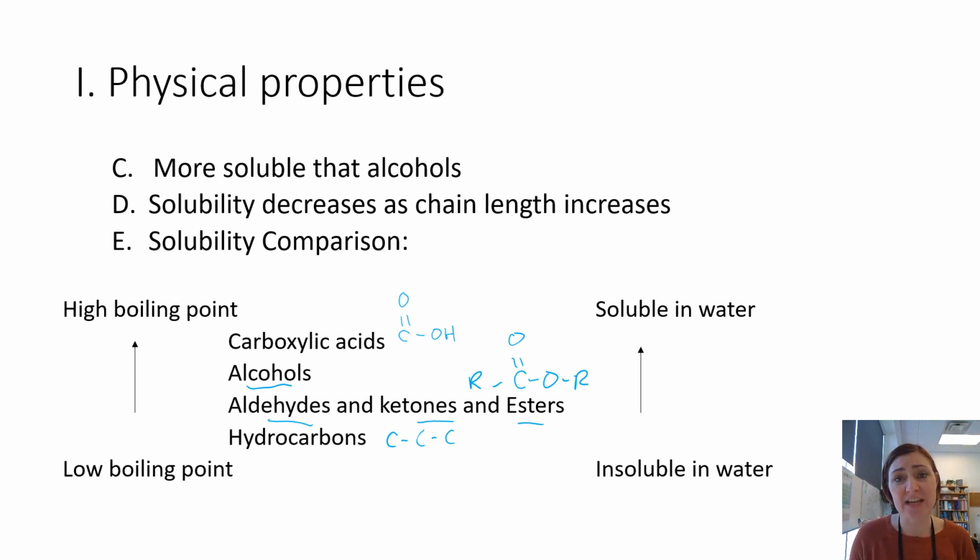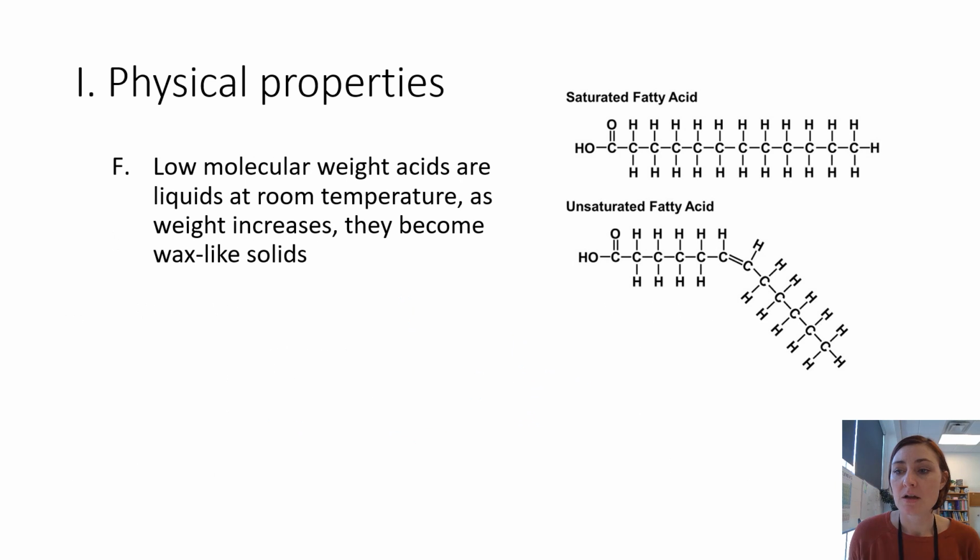And again, as chain length increases, the water becomes less likely to surround the entire molecule, and therefore that molecule becomes insoluble in the water, and it forms a layer separate from the water because of that. And we see that a lot in lab. All right, low molecular weight carboxylic acids are liquids at room temperature.